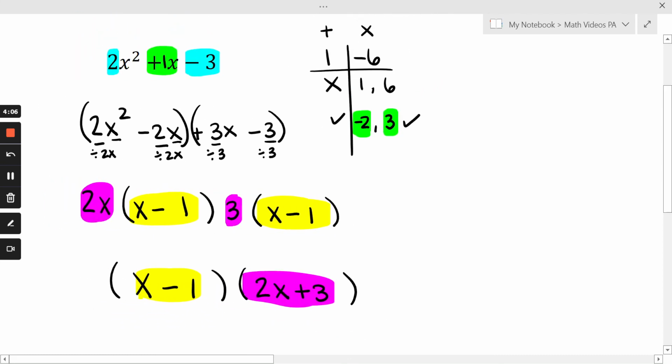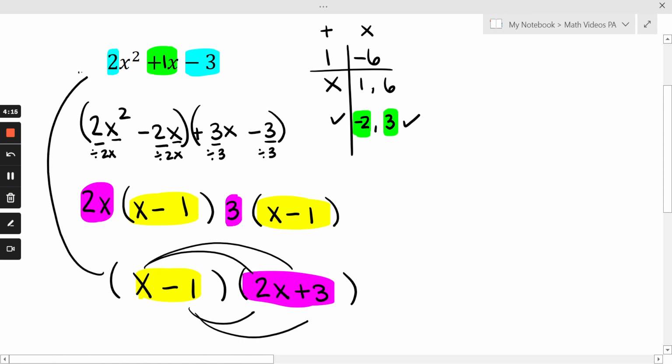And if you're not sure if you did it correctly, you can always go ahead and use either the FOIL method or the box method to distribute and make sure that when you do that, you end up back where you started.